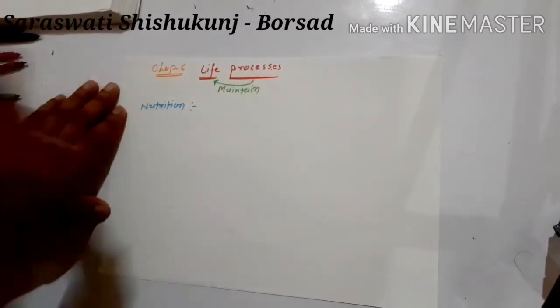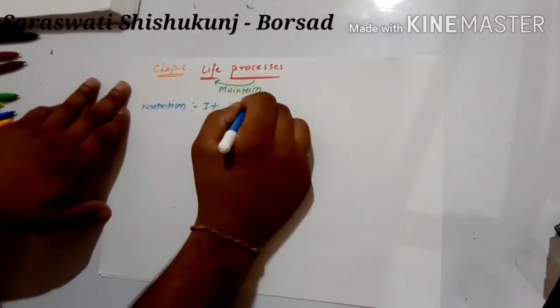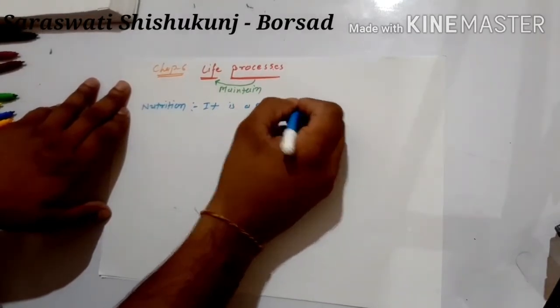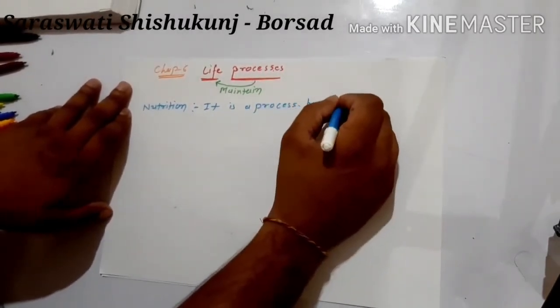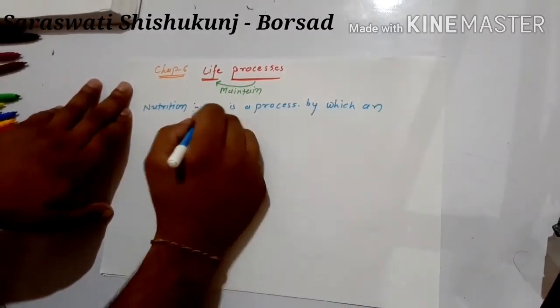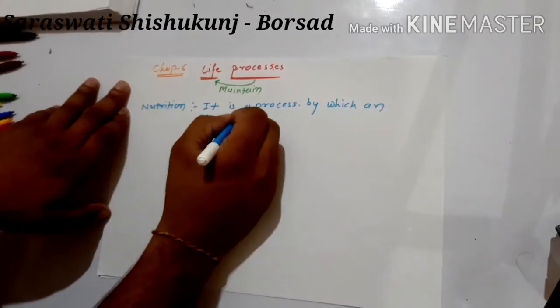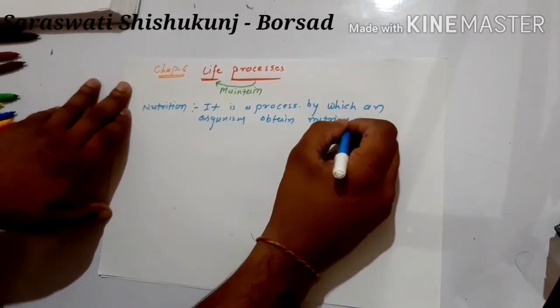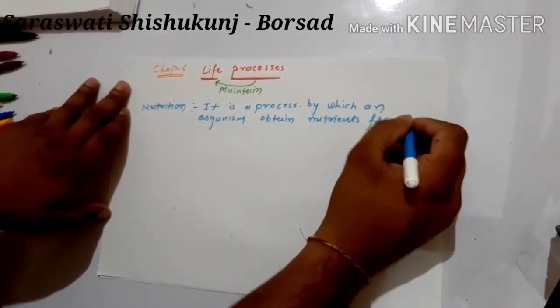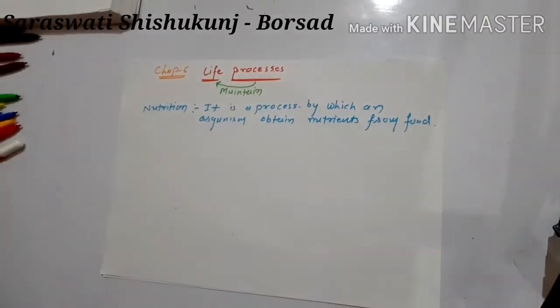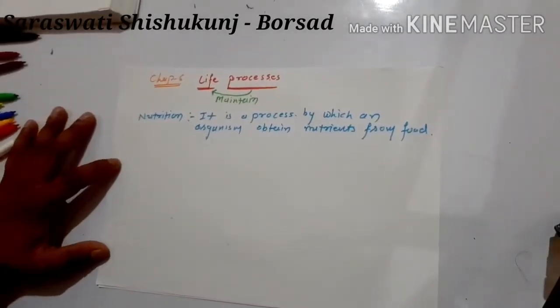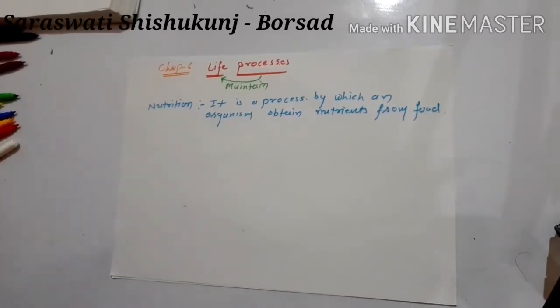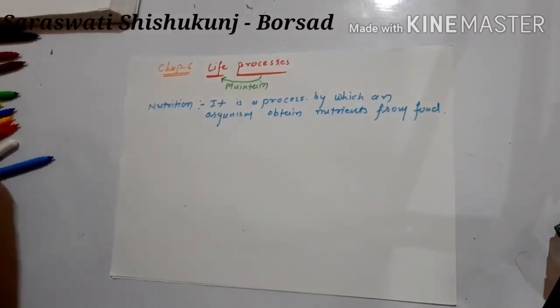So what is nutrition? Nutrition is a process by which an organism obtains nutrients from the food which it eats. We are going to discuss nutrition in detail in this chapter. Okay, so first is nutrition.